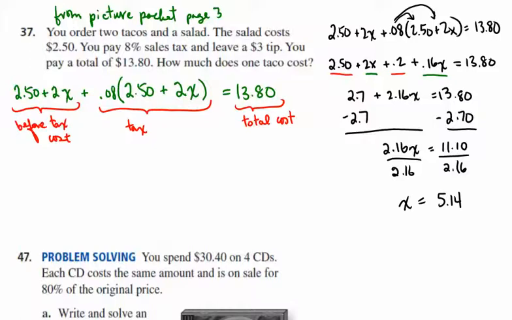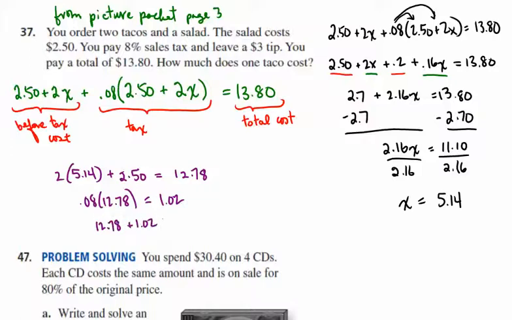Now we should work backwards to double check this. So if it were $5.14 per taco, we want to multiply that by 2, add to that the $2.50 for the salad, and that would give us $12.78, and the tax rounded to the nearest cent is $1.02. So we add our $12.78 plus $1.02, and we end up with $13.80. So it does work out. So the cost of each taco would be $5.14.